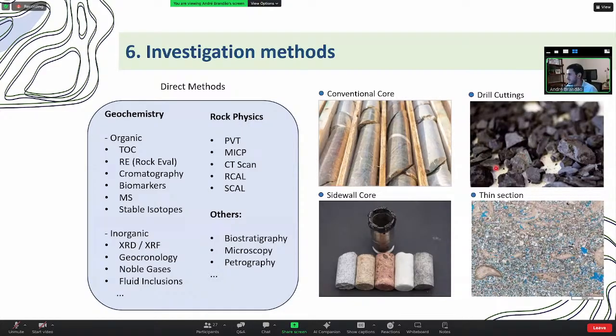We can study those as well. And these are thin sections that are made from these kind of rocks. From direct methods, there are a lot that can be done depending on your main goals. We're going to talk about organic geochemistry and rock physics, but those others are as important.